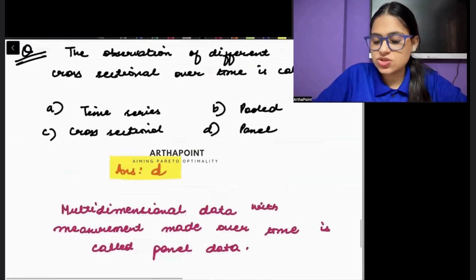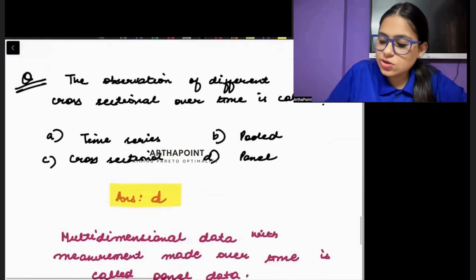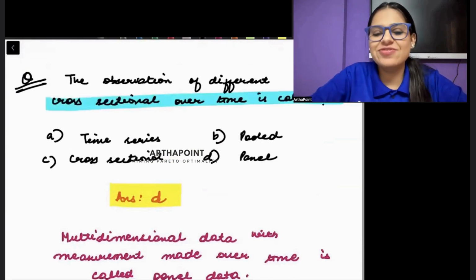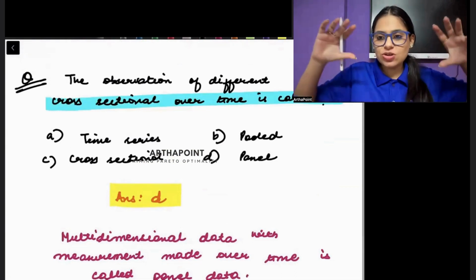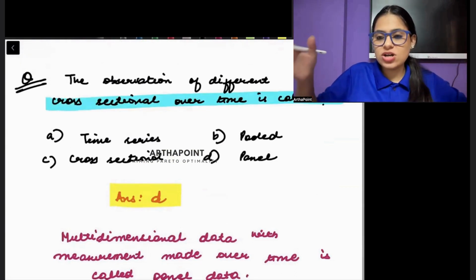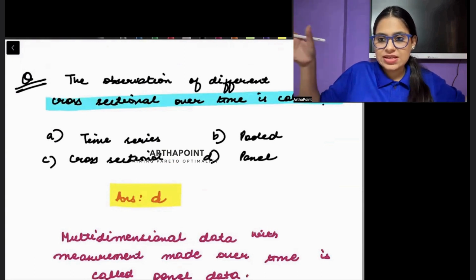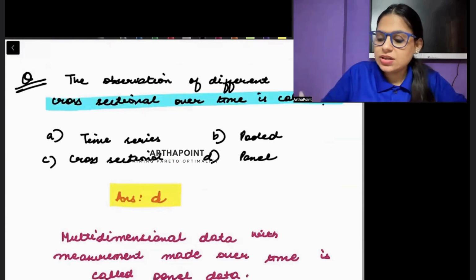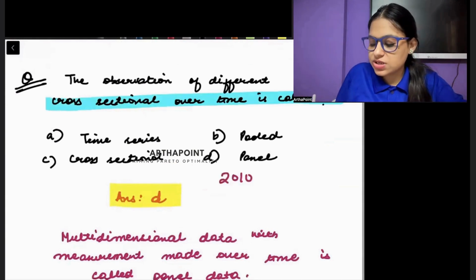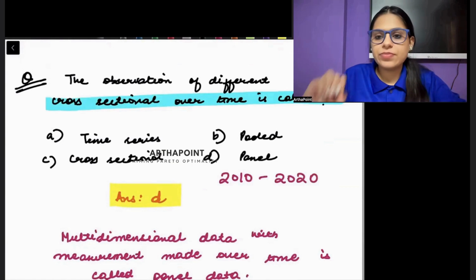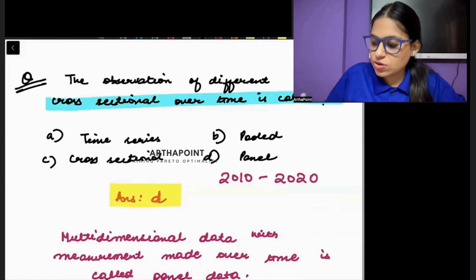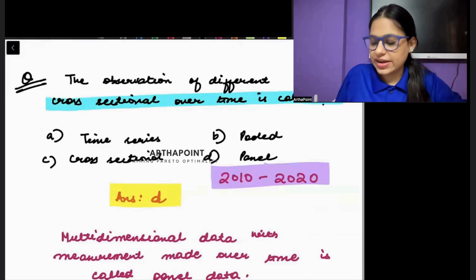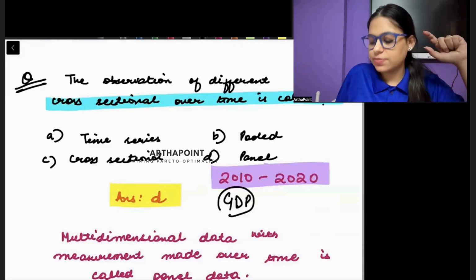Okay, come to the next question. The observation of different cross-sectional units over time is called. Very good. तो cross-sectional units को, हमने बहुत सारे cross-sectional units को stack कर दिया over one given period of time. जैसे for example the time period I am talking about is 2010 से लेके 2020. और till now what I was doing is that for 2010 to 2020 I was only going ahead and collecting the GDPs of the economy.